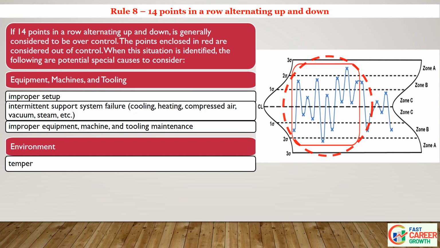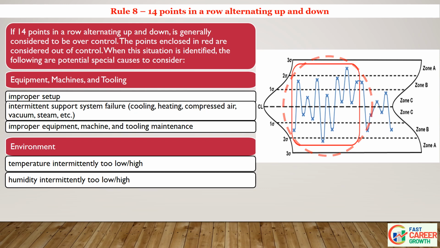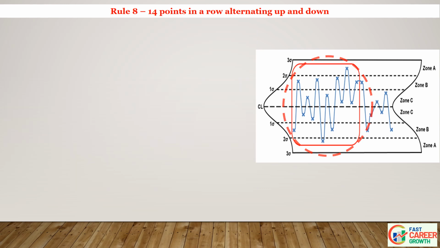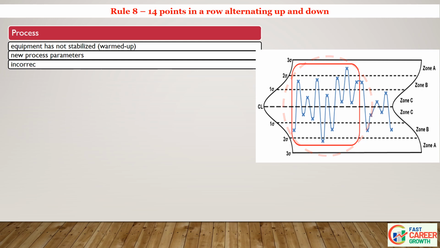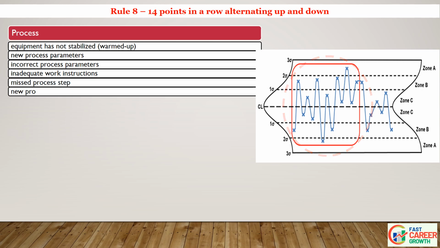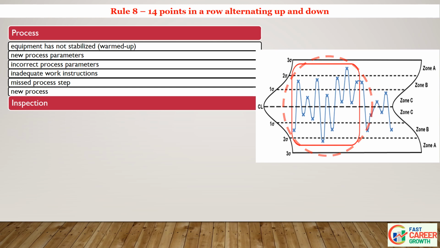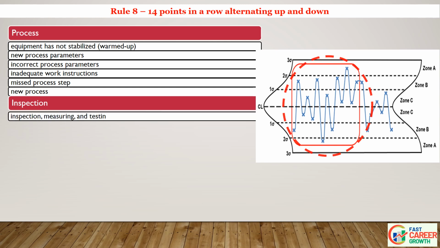Environment. Temperature intermittently too low or high. Humidity intermittently too low or high. Process. Equipment has not stabilized or warmed up. New process parameters. Incorrect process parameters. Inadequate work instructions. Missed process step. New process. Inspection. Inspection, measuring, and testing equipment not adequate for the intended use. Damaged inspection, measuring, and testing equipment.